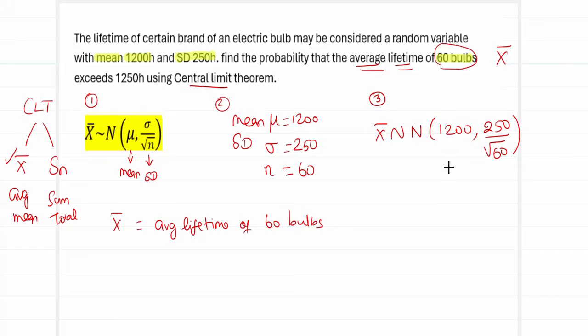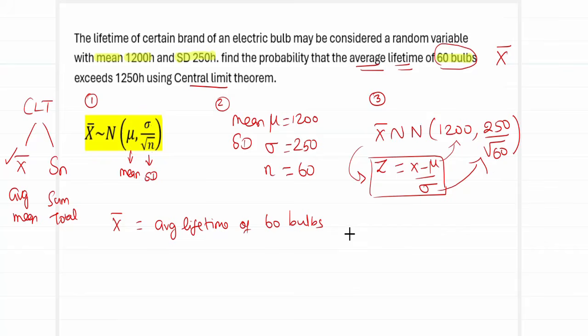But I need to convert the problem in x bar to a problem in z, because I know the standard normal variate z is given by x minus mu divided by sigma. So to convert any problem to a normal distribution, we convert it to the standard normal format. How do we convert this then? I will make use of mu equal to 1200 and sigma equal to 250 by square root of 60. So this is going to be the concept.